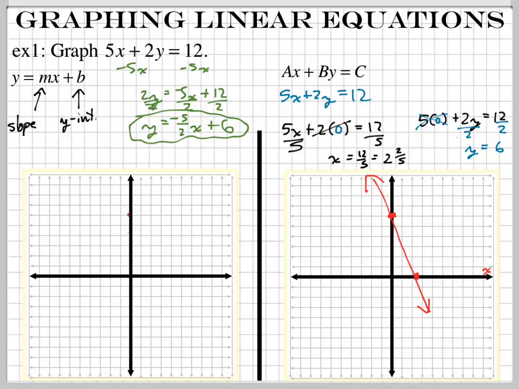All right, so we start right here on 6. 1, 2, 3, 4, 5, 6 on the y-axis. Holy snap, that's like the same thing we got over there. Okay, and then we count the slope.